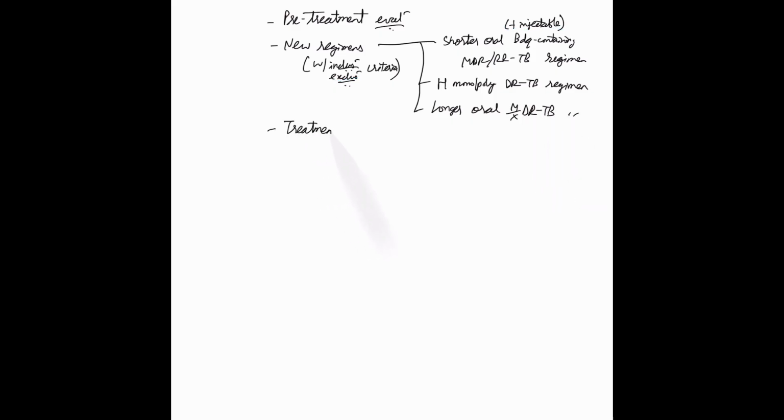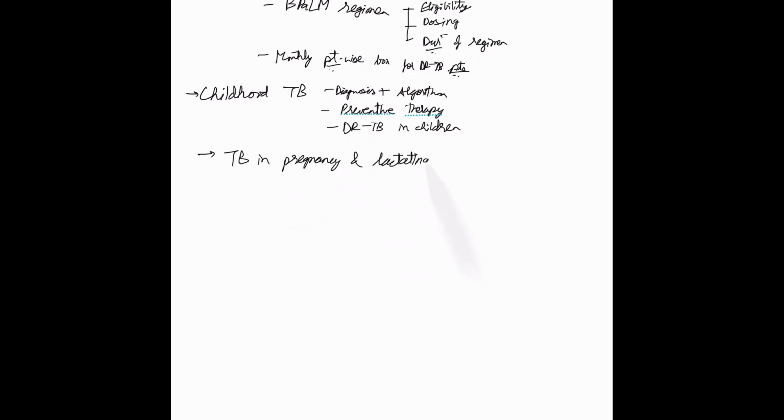And then what happens when treatment is interrupted, and also the latest BPaLM regimen, the eligibility, dosing, and duration of the regimen, monthly patient-wise box for drug-resistant TB patients, and then a small part on childhood TB, the diagnosis, the algorithm to treat, preventive therapy, and how to manage drug-resistant TB in kids, and then also how to manage TB in pregnant and lactating women.